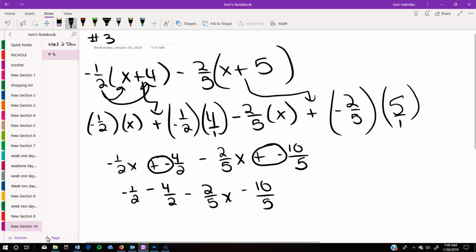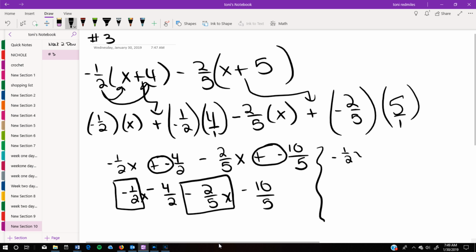All right, so this term is like with this term. So I'm going to rewrite it so that my like terms, wait a minute, yeah, they are like, but I forgot my x. All right, and then this term is like with this term. So that helps to get it down a little bit.